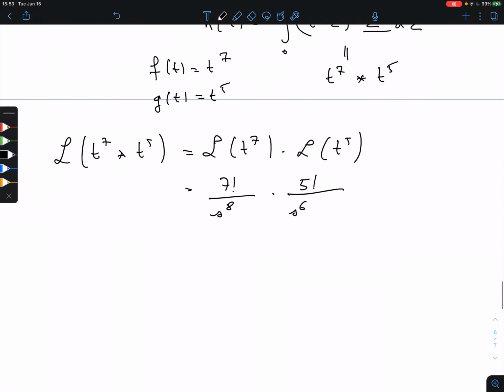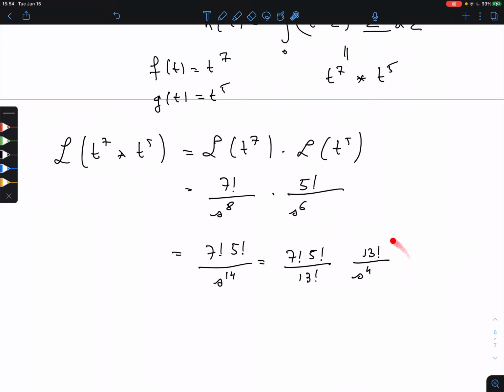So what are you going to do now? Well, let's multiply it. 7 factorial, 5 factorial, and then it's s to the power 14. I'm going to write it in a bit of a weird way: 7 factorial, 5 factorial, and I'm going to put here 13 factorial s to the 14th, and then divide by 13 factorial here. That's okay, right? Notice what I'm saying: the Laplace transform of this function is this.